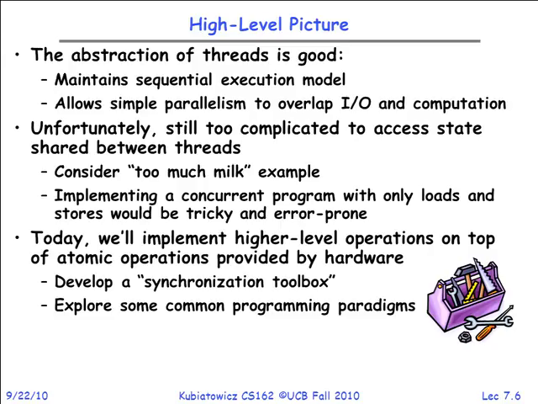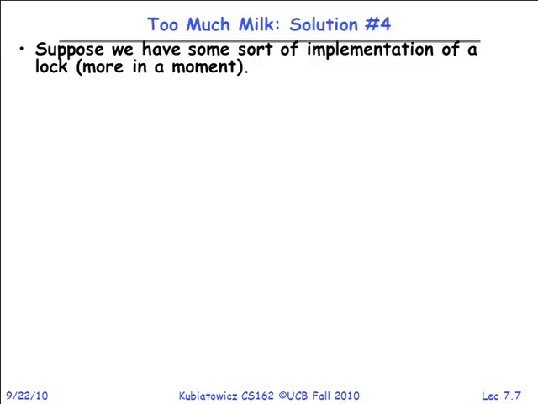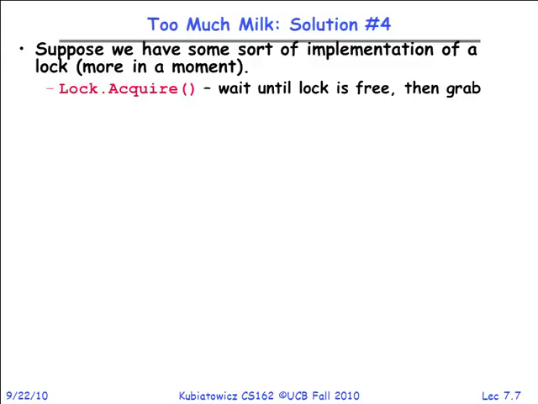Okay, and so we're going to start with the lock idea, and this was solution number 4, which we gave you at the very end, which is suppose we have a lock. Now, we don't know how to make a lock, but the idea here is there's a lock.acquire operation, which basically says wait until the lock is free and then grab the lock. Now, notice the term wait in here.